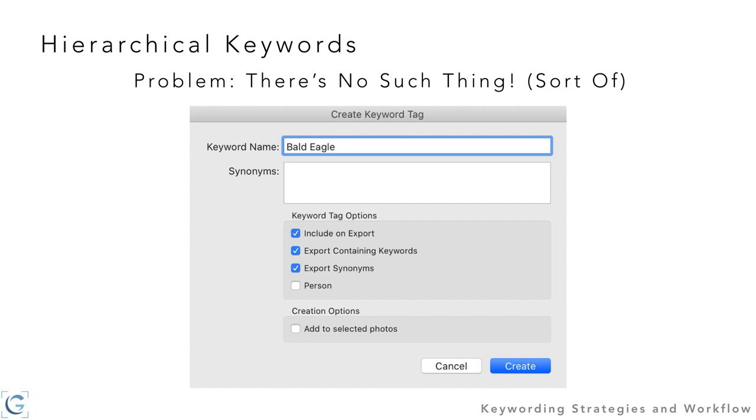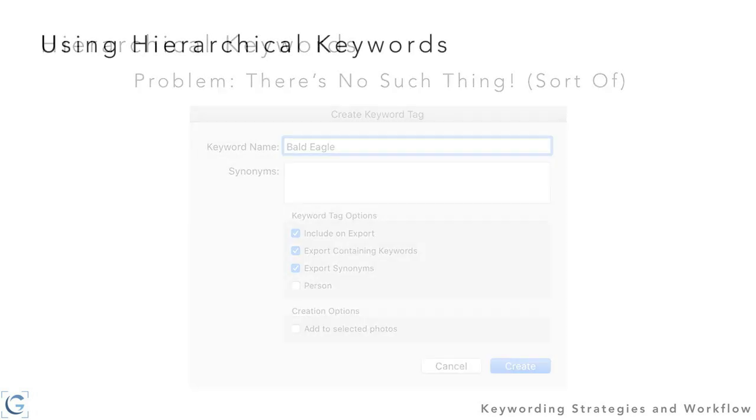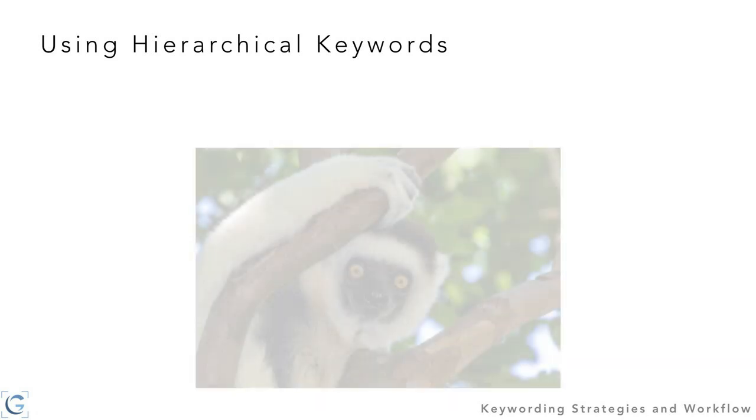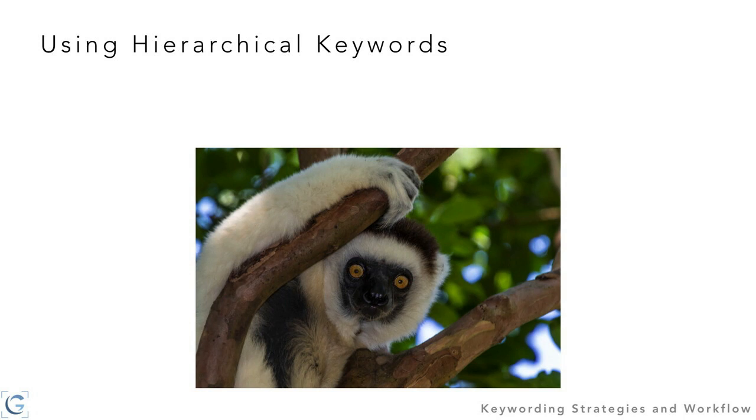So if you're using one software application and you switch to another, you won't necessarily retain your keyword hierarchies as part of that process. That said, obviously, hierarchical keywords can be potentially helpful, especially as an aid to your workflow efficiency. So let's take the example of an adorable little lemur, in this case a white sifaka, and we know that a lemur is a mammal, and so we could define a hierarchy.